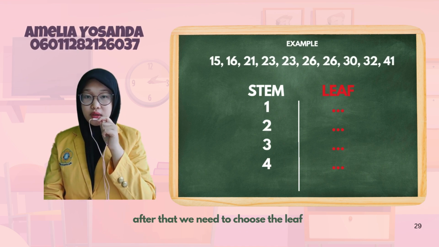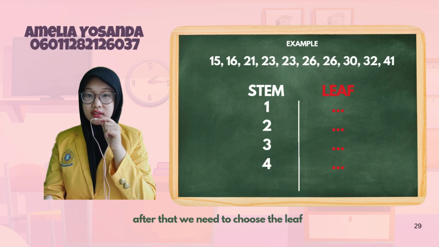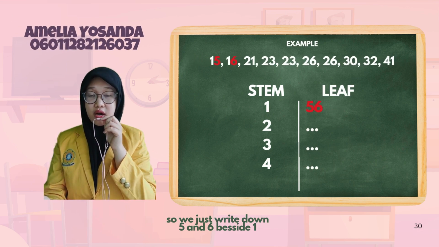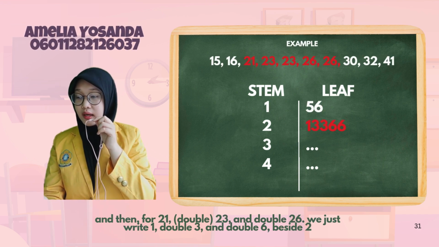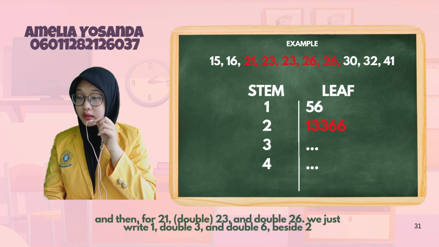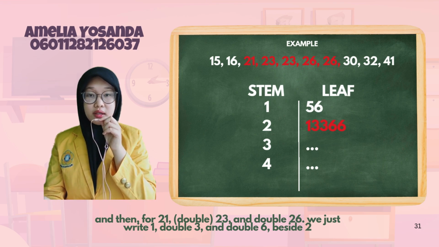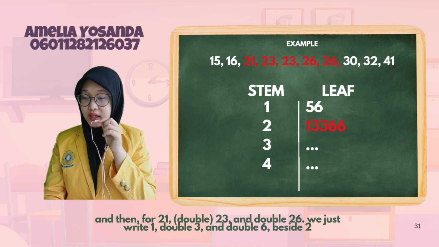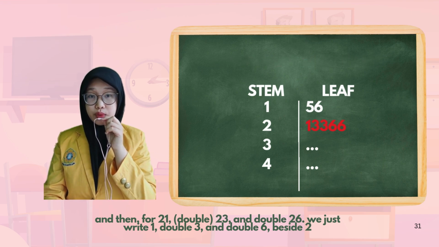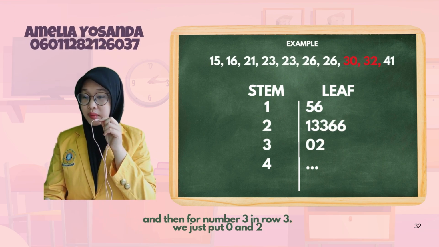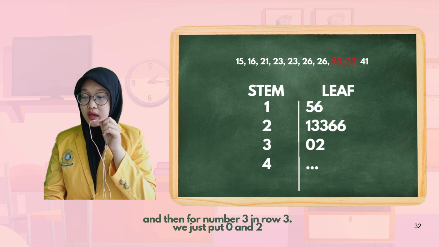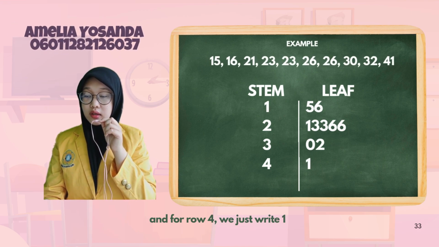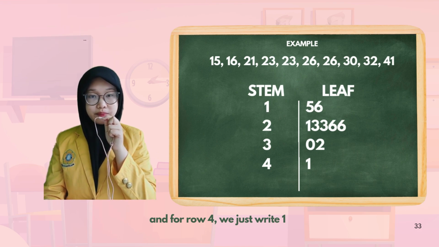After that, we need to choose the leaf. The leaf, we just write down 5 and 6 beside 1. And then for 21, 23, and double 26, we just write 1, double 3, and double 6 beside 2. And then for number 30 in row 3, we just put 0 and 2. And in row 4, we just write 1.